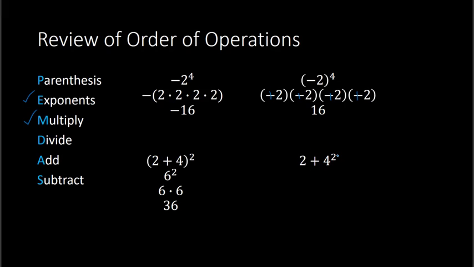Here we have 2 plus 4 squared, but without parentheses. So we need to follow order of operations. We begin with exponents first. So 4 squared we do first, and that gives me 16. And then I add 2 plus 16, and that gives me 18. All right, so be careful that you're following the order of operations as you work with exponents.